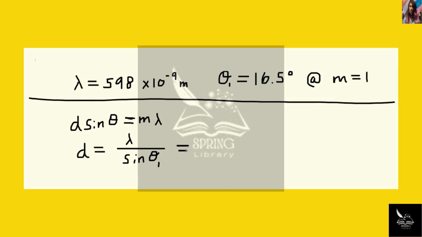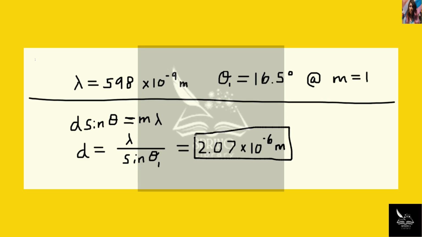So plugging those values into this expression, we find the distance between the slits is 2.07 times 10 to the minus 6 meters, which we can box in as one part of our solution. Now that we know that, we can find the angle when m is equal to 3.